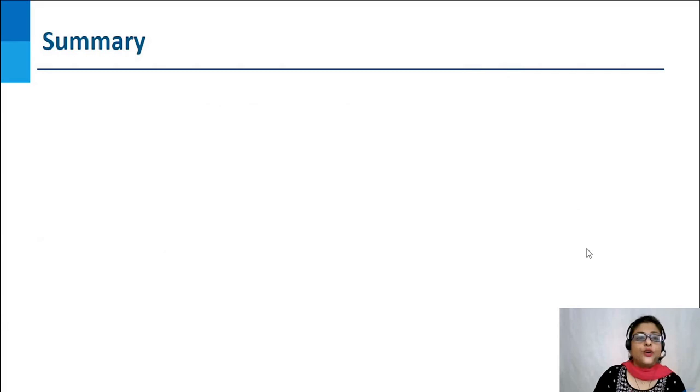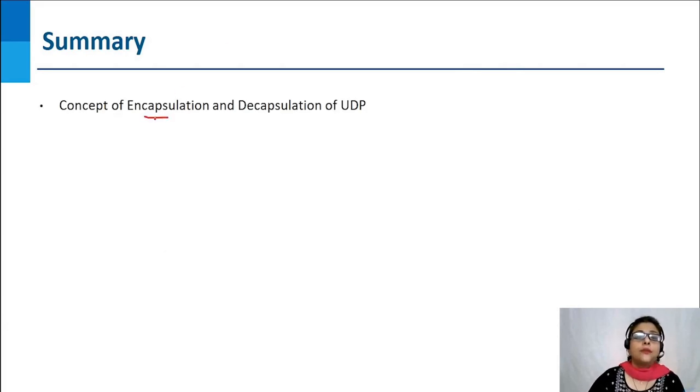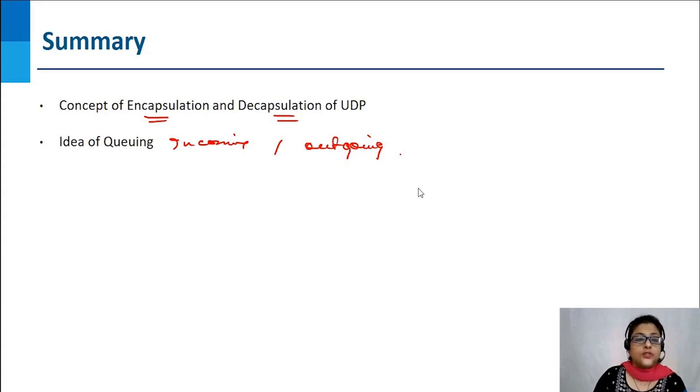To summarize, in this video, we have learned about the concept of encapsulation and decapsulation of UDP, how UDP datagram is encapsulated inside the IP datagram and decapsulated at the receiving end. The idea of queuing, what are the incoming and outgoing queues, and when will the ICMP protocol return the destination port unreachable message. And we have learned about the various uses of UDP. Thank you.